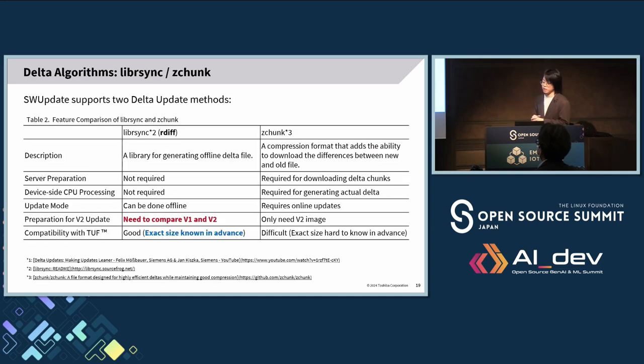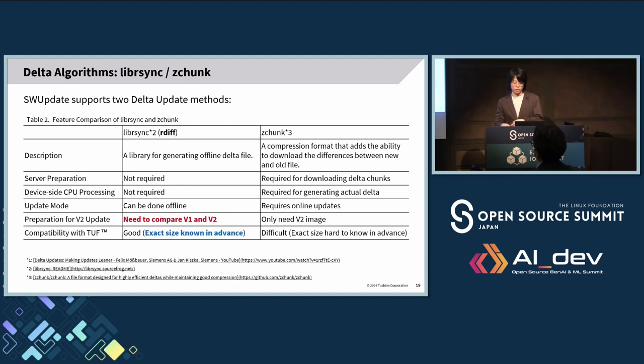SWUpdate already supports two different delta update methods I already mentioned: librsync, which we call RDF, and zchunk. Each has its own advantages and trade-offs. RDF is a library for generating offline delta files, meaning there is no need for server preparation and CPU processing on the device. On the other hand, zchunk allows downloading only the differences between new and old files, offering flexibility. However, it requires an online environment, server preparation, and CPU processing for generating the actual delta file with the server.